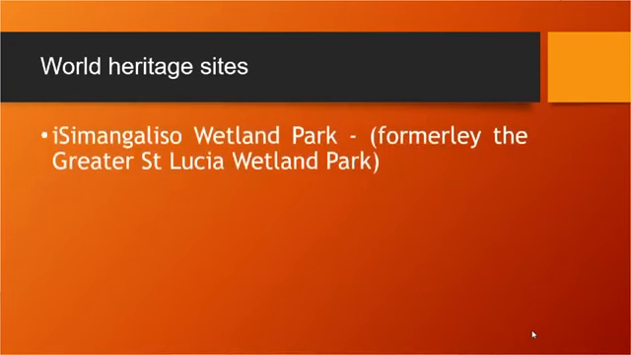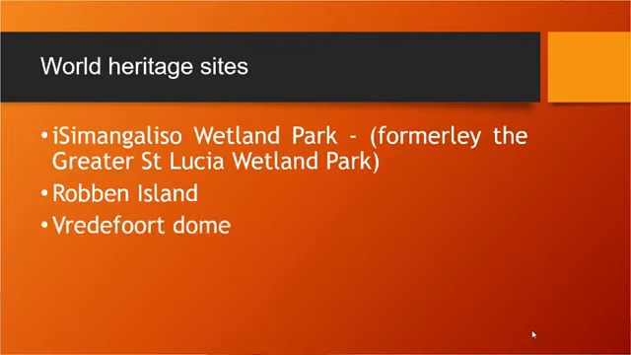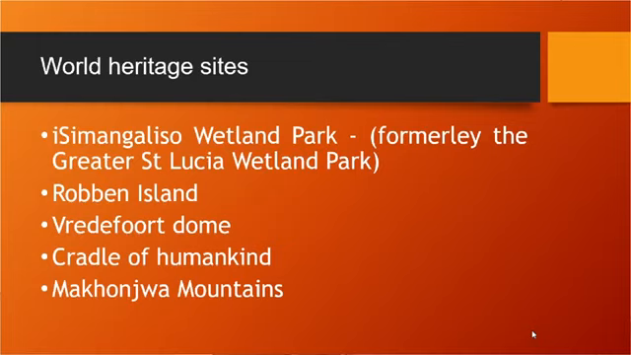iSimangaliso Wetlands Park, formerly known as the Greater St. Lucia Wetland Park that we find in KwaZulu-Natal. Robben Island, which we find just off the shores of Cape Town. Vredefort Dome in the Free State, which is also very significant to our heritage. The Cradle of Humankind, also known as Maropeng, which is found between Northwest and Gauteng province. And lastly, Makhonjwa Mountains, which is the most recent heritage site that we have, deemed by UNESCO as a World Heritage Site, that we find in Mpumalanga province in the Barberton region.